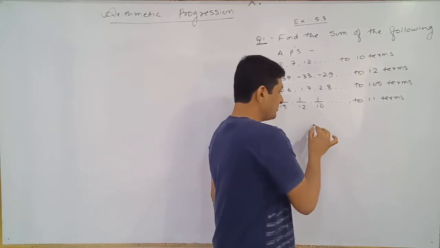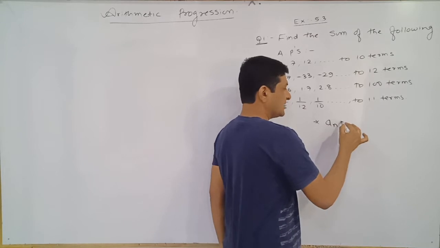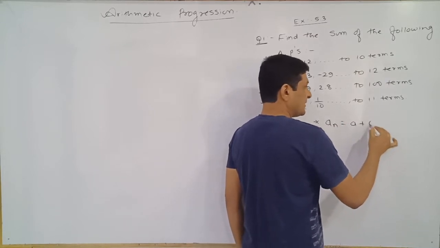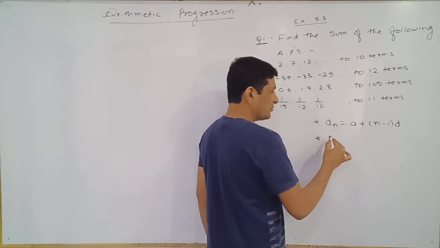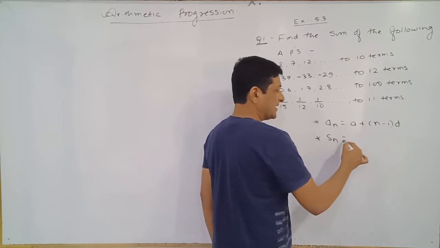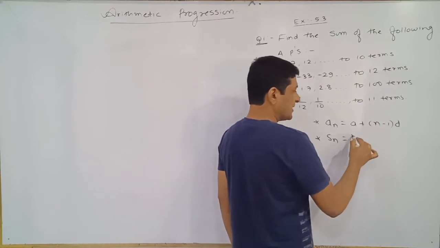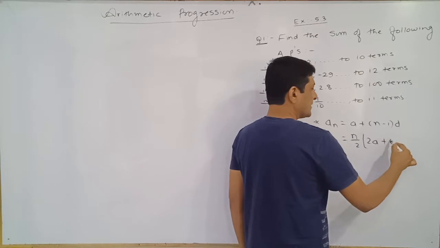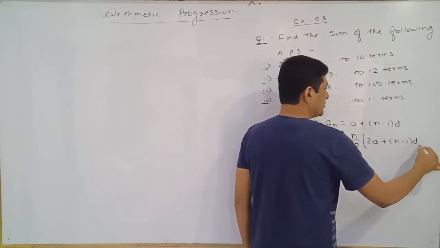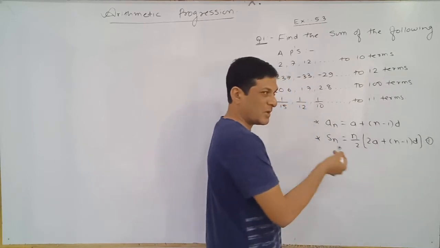The nth term of the arithmetic progression is denoted by an and its value can be found as a plus n minus 1 into d. In the last video we have proved a formula to find out sum of n terms. Sum of n terms is denoted by Sn and its value can be found as n by 2 into 2a plus n minus 1 into d. So this will be the first formula to find out sum of n terms.